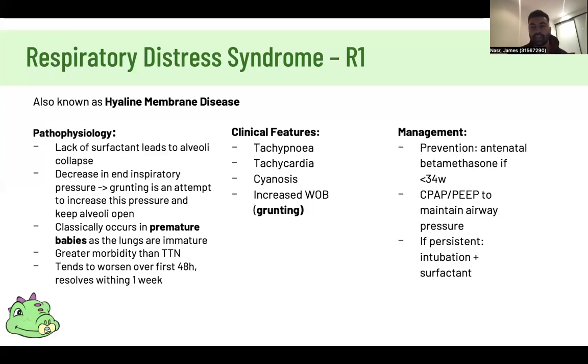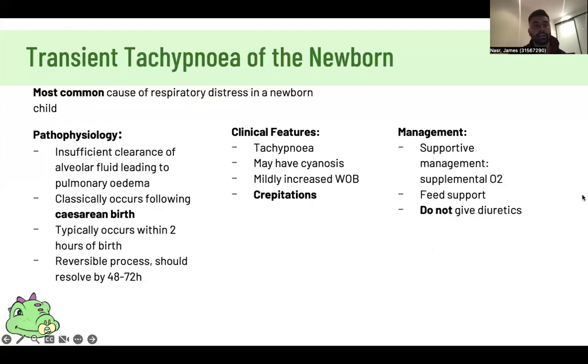CPAP and PEEP to maintain your airway pressure and trying to keep those alveoli open until it passes over. And then if it is persistent and there is quite significant respiratory distress, then considering intubation and giving surfactant as well. So comparing that to TTN now, this is the more common cause or the most common cause of respiratory distress in a newborn child.